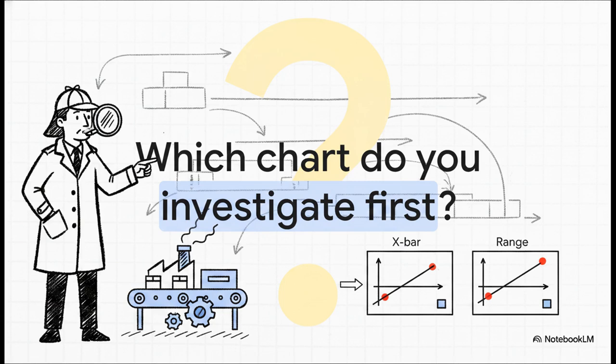Our charts are built, the limits are locked in. Now it's time to pivot to phase 2, monitoring fresh data and interpreting the signals. Imagine you're a quality detective out on the manufacturing floor. The process is humming along, and suddenly, a brand new subgroup is plotted, and a point falls completely outside the control limits on both the X-bar and the range charts. The order in which you react to this is absolutely critical for finding the true root cause. So which chart do you look at first?